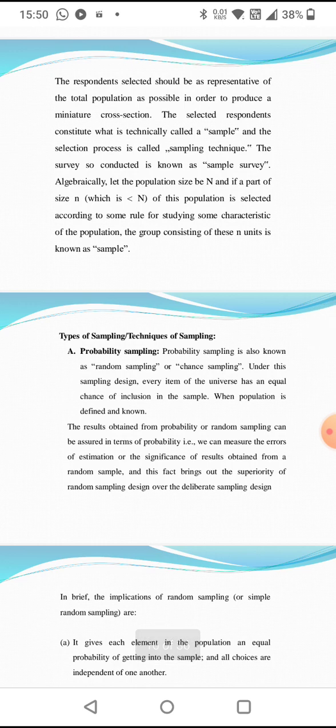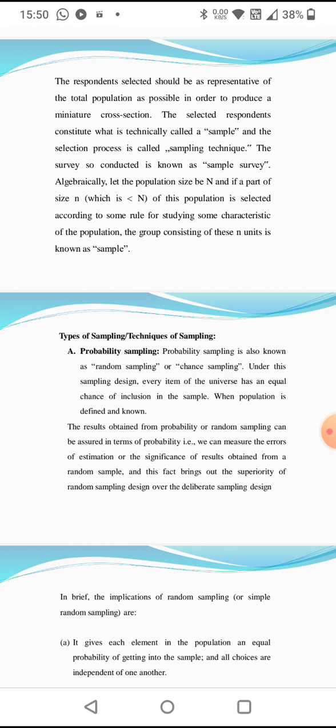So coming to types of sampling or techniques of sampling, the first is probability sampling. Probability sampling is also known as random sampling or chance sampling. Under this sampling design, every item of the universe has an equal chance of getting included in the sample. It is, so to say, a lottery method in which individual units are picked up from the whole group, not deliberately but by some mechanical process. Here it is blind chance alone that determines whether one item or the other is selected.